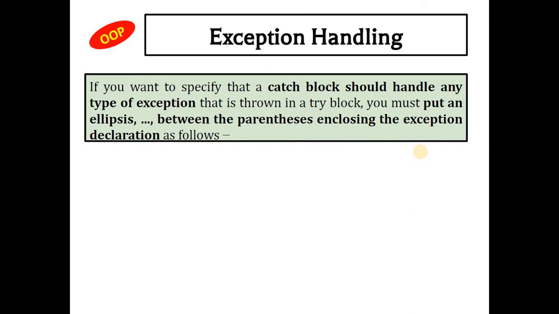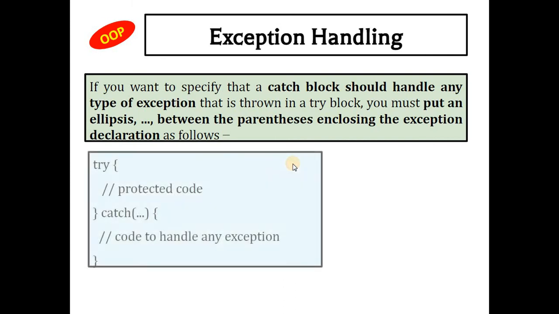If a string block is there, it can handle string exceptions only. But suppose you want a catch block which can handle any type of exception which is thrown in the try block, you should use an ellipsis, that is 3 dots between the parentheses enclosing the exception declaration, as follows.